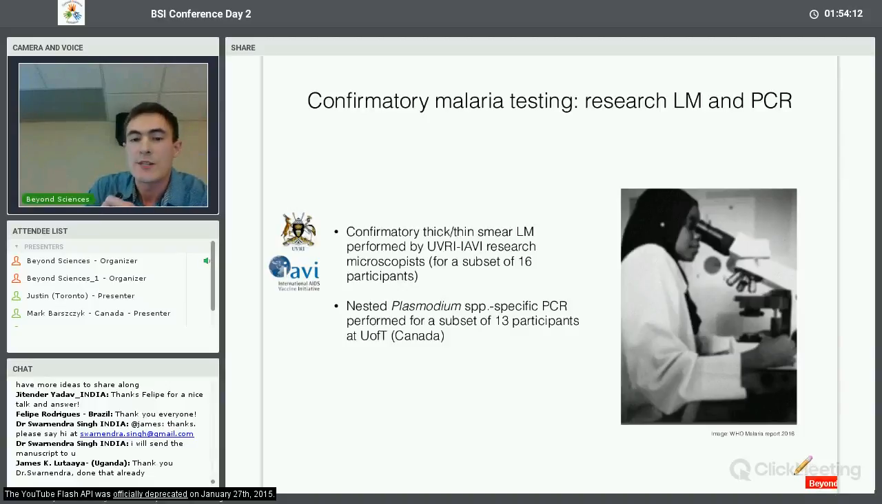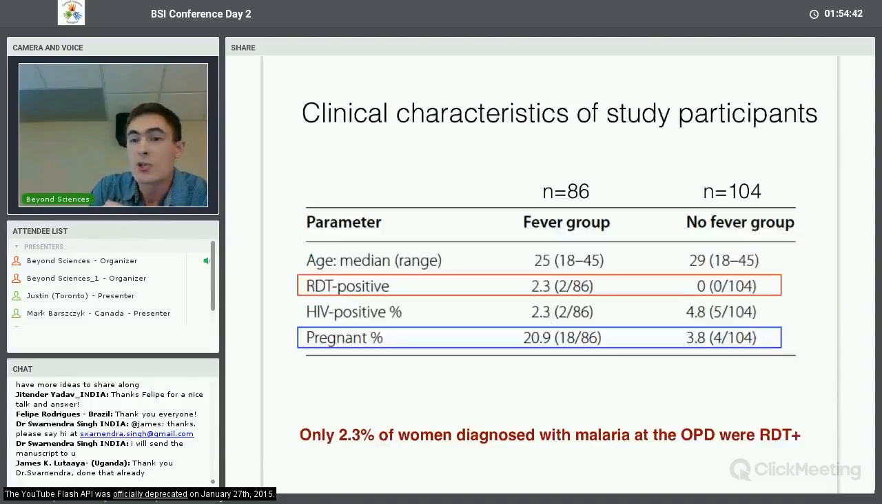As I will show you in the next slide, we unexpectedly found low rates of rapid tests confirming malaria among the women with the malaria diagnosis by the hospital. So we were a little bit, I should say, flabbergasted, and performed confirmatory testing using light microscopy in a research lab. We also performed some molecular testing, again in a research lab, in addition to the rapid testing that we conducted.